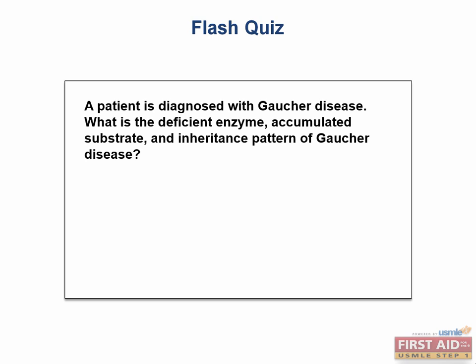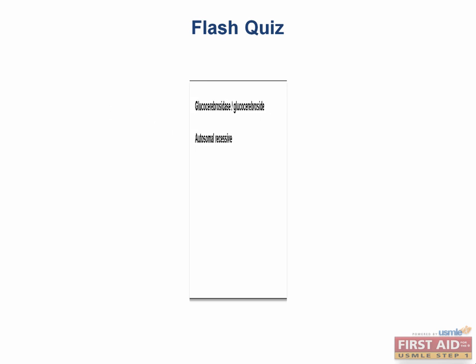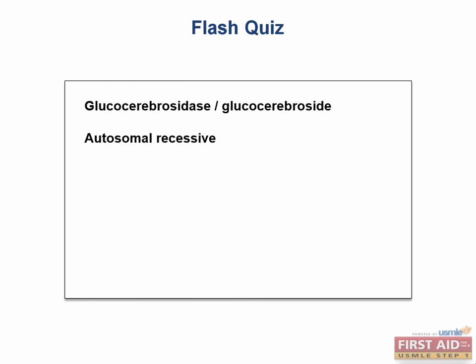Let's do a quick practice question now before moving on. A patient is diagnosed with Gaucher disease. What is the deficient enzyme, what is the accumulated substrate, and what is the inheritance pattern of Gaucher disease? Well, our missing enzyme is glucocerebrosidase, which causes glucocerebroside to accumulate. And remember that all lysosomal storage diseases are autosomal recessive, except for our two X-linked recessive diseases, which are Fabry and Hunter. So Gaucher is going to be autosomal recessive.